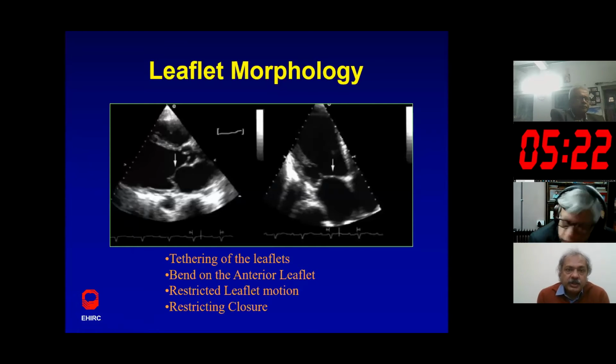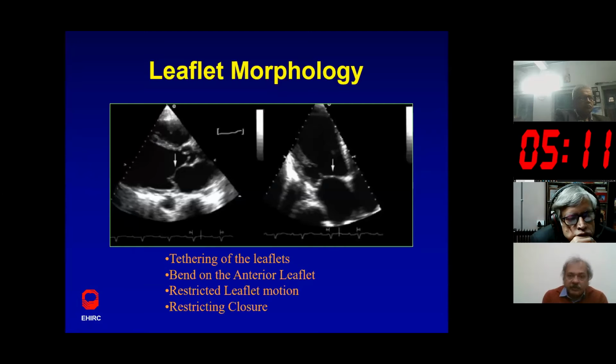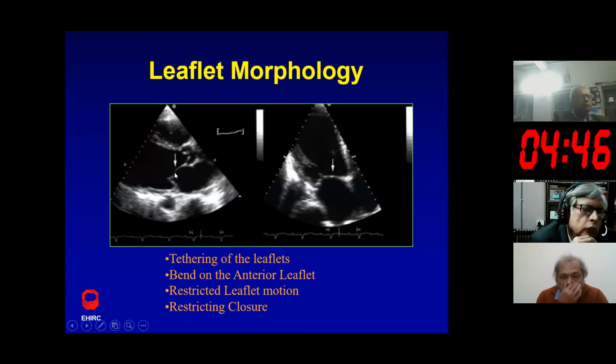Leaflet morphology is to be mentioned because this is what captures primary versus secondary. The thinness is the cardinal difference. Tethering of the leaflets can occur. There is a bend on the anterior leaflet, but the coaptation point is there. It is important to measure the coaptation distance because if it is less than 2 millimeters, they don't become one of the best candidates for TEER, which is the MitraClip, so to say, as we have started knowing it, because that is the only one which is available in our country. This is the bend, and the thinness, if you see, is very thin.